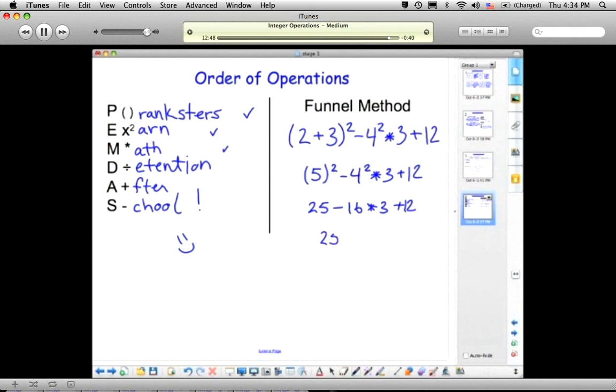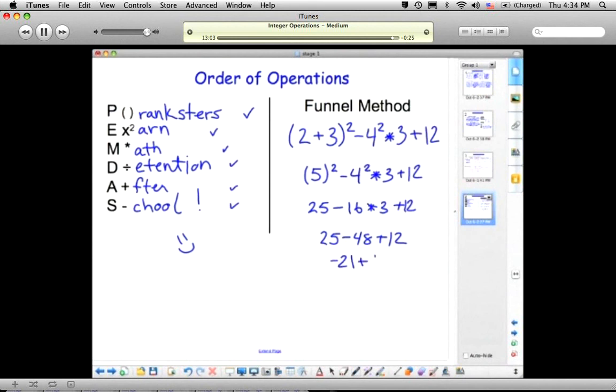We don't have any, we do have multiplication, I apologize. We need to do the numbers that are around the multiplication. So 16 times 3 is 48. So replace that value in the equation and rewrite the remaining pieces. There's no division.